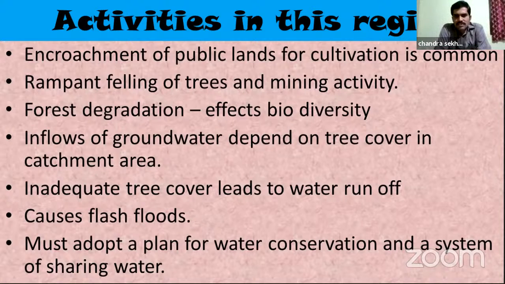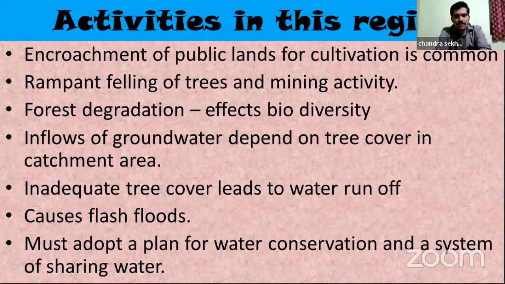Rampant felling of trees and mining activity. The people are cutting trees on a large scale, and the mining activity going on in this river basin also leads to water scarcity. Forest degradation affects biodiversity. Nowadays, for developmental purposes, we are clearing so much forest area. That leads to scanty rainfall because of lack of forest green cover, and that affects the animals, birds, and insects living in forest areas.